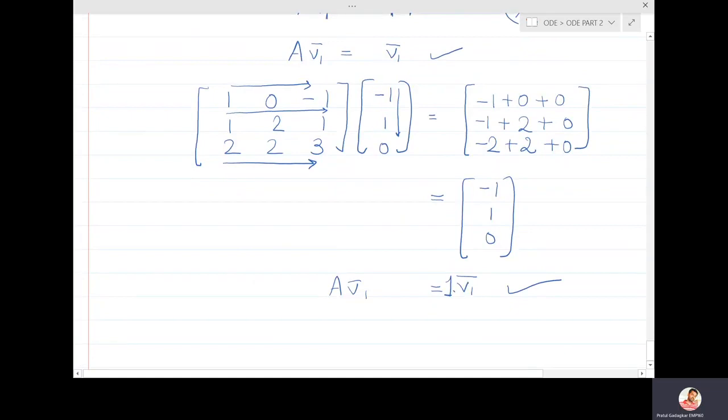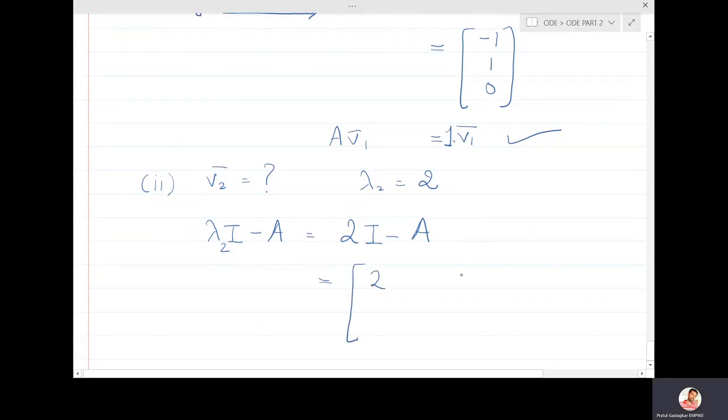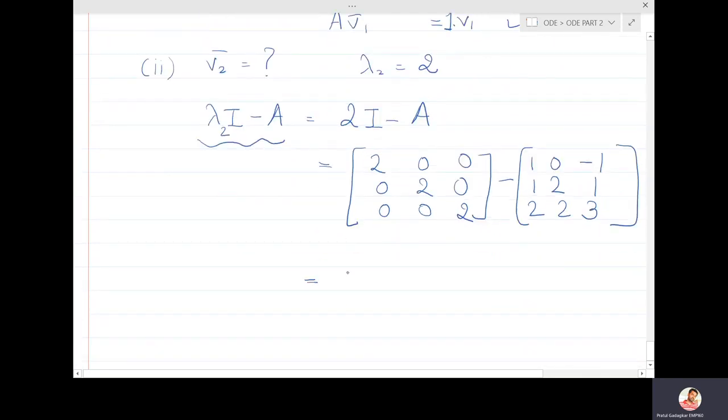Let us do it for the second eigenvector. So we want to calculate V2 bar. What is the eigenvalue? The eigenvalue is 2. So I will consider lambda I minus A, which is 2I minus A, which is 2 times identity, 2 0 0, 0 2 0, 0 0 2, minus matrix A, which is 1 0 minus 1, 1 2 1, 2 2 3. You can take lambda I minus A or you can take A minus lambda I. No harm in doing that. It is only a difference of a negative sign, not a big deal. So 2 minus 1 is 1, this is 0, this is 1. Then here you have minus 1, 0, minus 1, minus 2, and a minus 1.